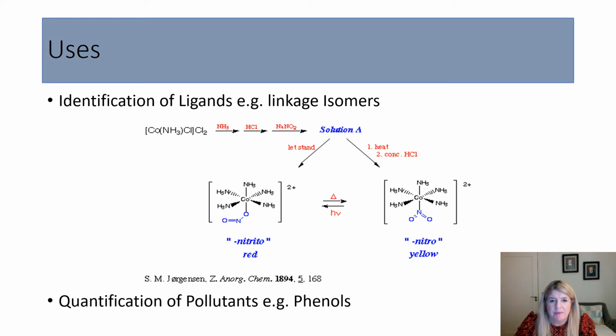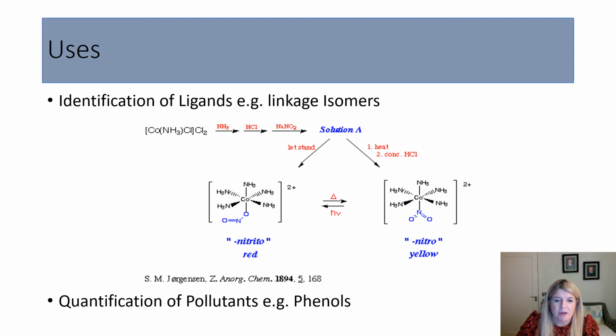So here is the synthesis, for example, of a cobalt solution, and you can have two different outputs from this synthesis depending on how you make it. If you let it stand, what you get is this red compound. If you heat it with concentrated acid, you get a yellow compound. So it doesn't really matter what the compound is or anything.